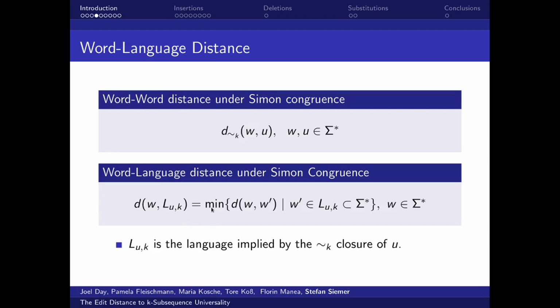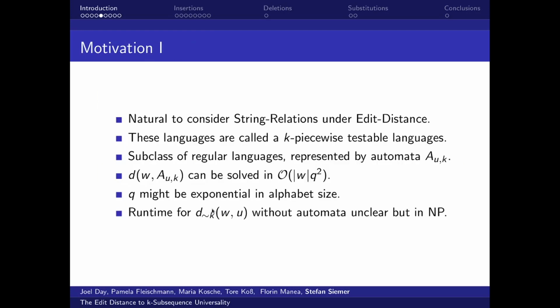Okay, so why is that interesting? First of all, it's almost always interesting to throw some edit distance metric on string relations and see what happens. That's always a natural step to consider. And secondly, these languages L_{u,k} are so-called k-piecewise testable languages, and they are a quite important subclass of regular languages.